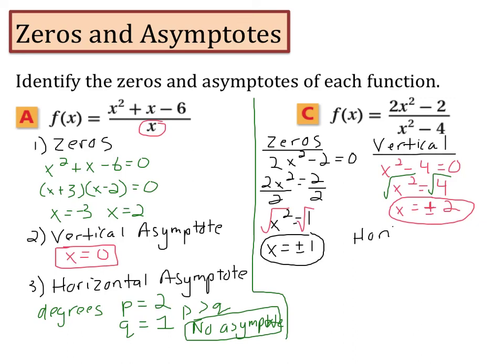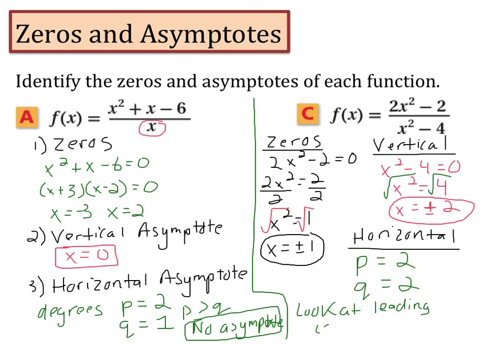Now let's look at the horizontal. So the degree of the top function p is 2, and the degree of the bottom function is 2 as well. So if the degrees are the same, you have to look at the leading coefficients. Now, the leading coefficient for the top function is 2, and the leading coefficient for the bottom function is 1. Therefore, your horizontal asymptote is y equals 2.